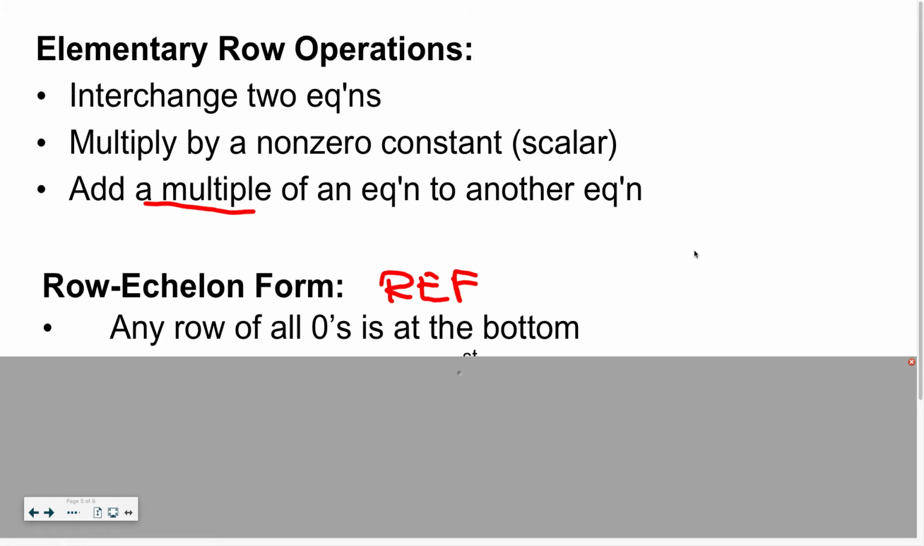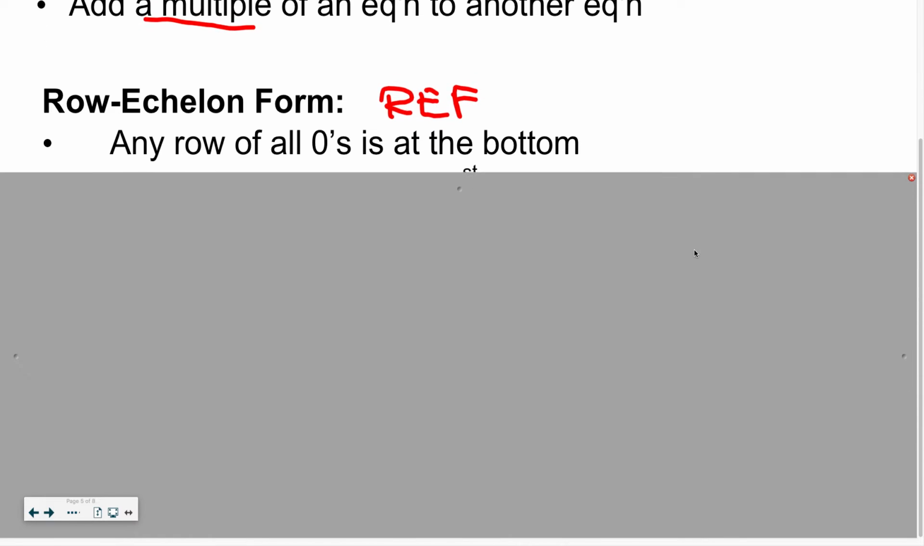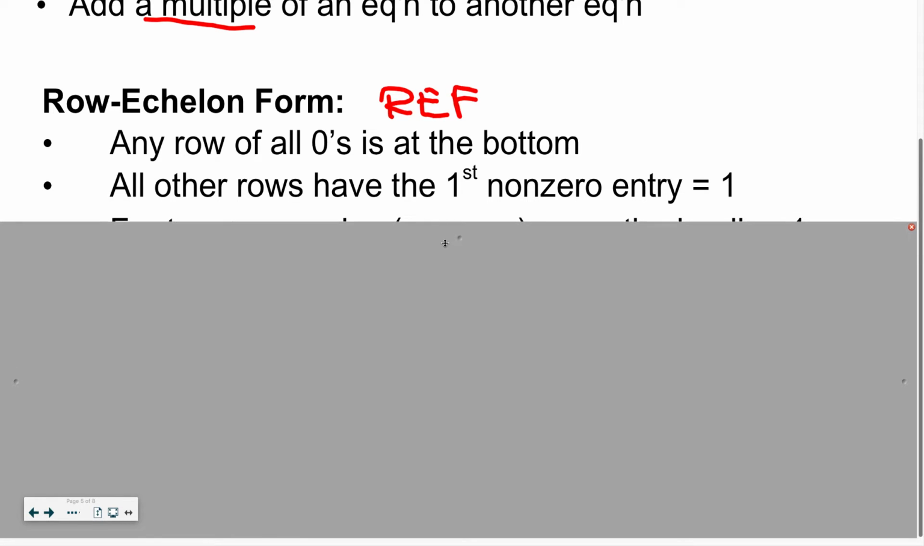Okay, so there are 3 characteristics of row echelon form. The first characteristic is not common for us here in honors pre-calculus. We're not going to see this a lot, but if you happen across a row that's all zeros, put it at the bottom of your matrix. The second one says all the other rows will have their first non-zero entry be 1.